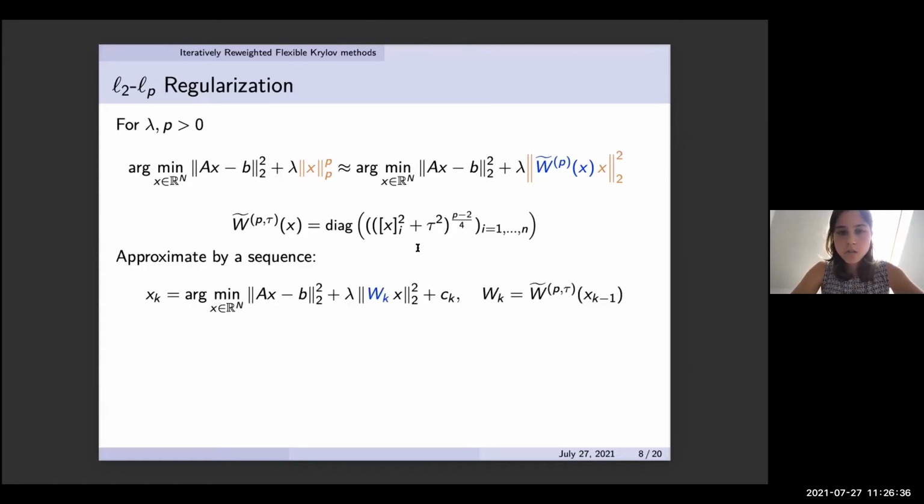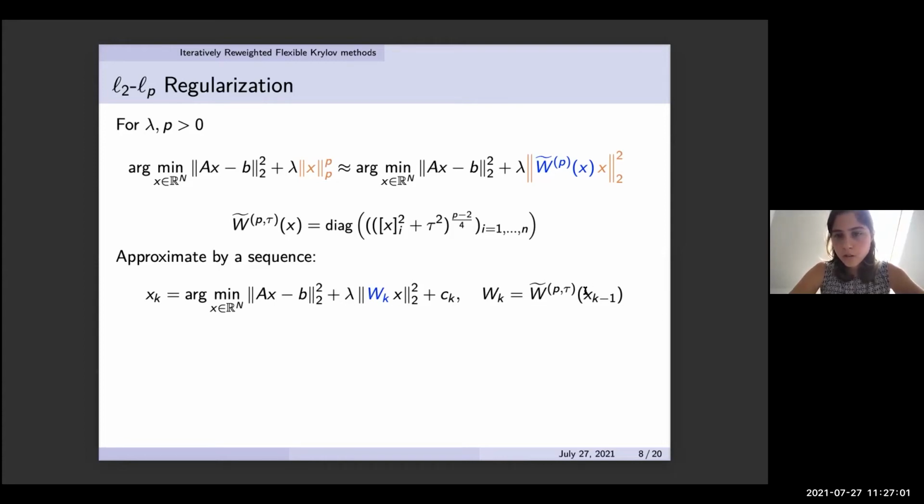So what I want to do is to really rewrite this as a sequence of Tikhonov problems. If I assume that I have some previous knowledge of the solution, for example, I've computed the solution before or have an approximation of some kind, I can just take these weights and apply them to the solution that I already have. And then I can solve this problem here.